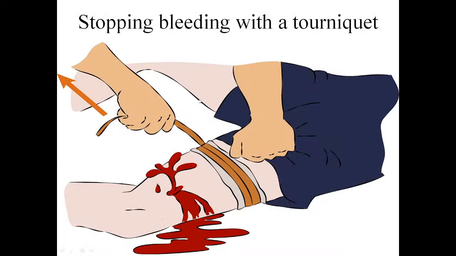Next method, stopping bleeding with a tourniquet. In the slide we can see the rubber tourniquet. Here is the wound with the bleeding, and we put on the tourniquet on the upper part of the femur. This method is called stopping bleeding with a tourniquet.